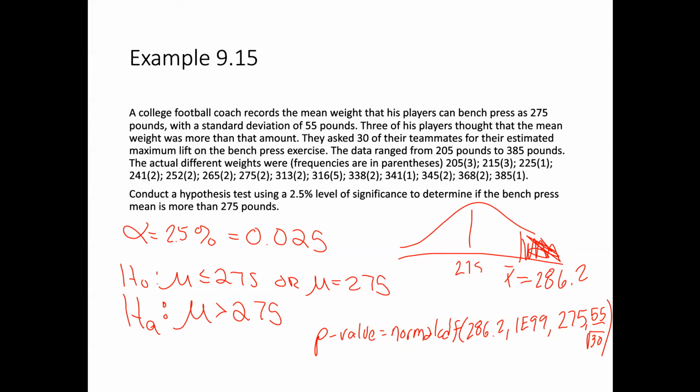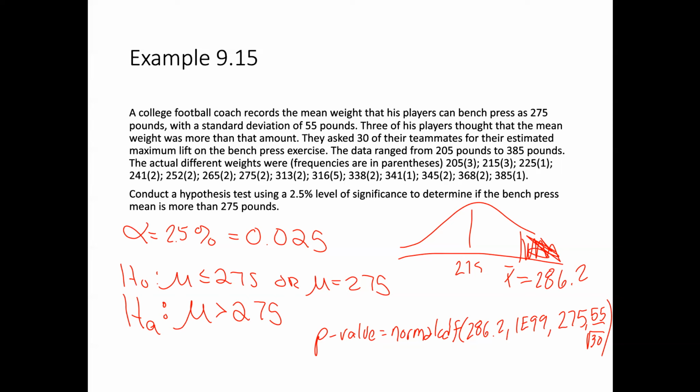Okay, what's the p-value? The p is high. 0.13 is high. Way bigger than the alpha. P is high, the null must fly. The sample data do not support the claim that the mean weight these players are bench pressing is greater than 275.